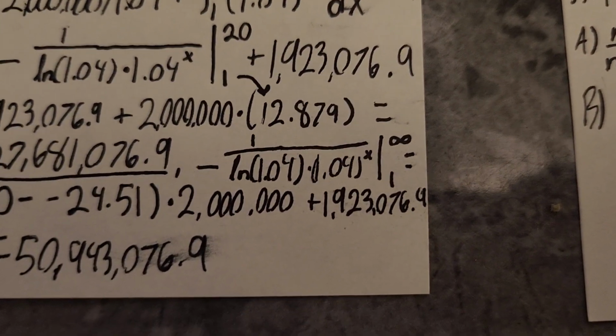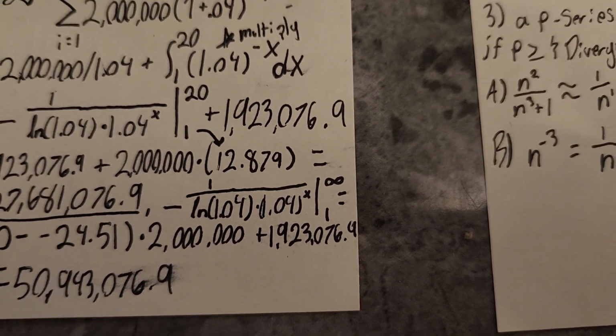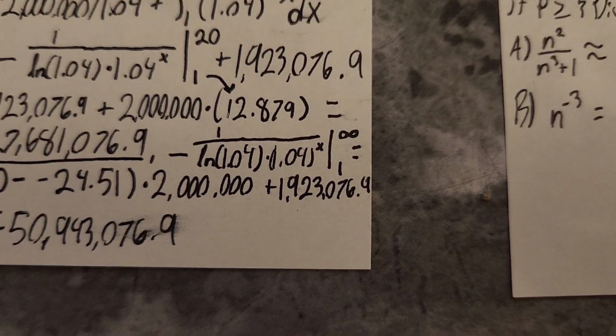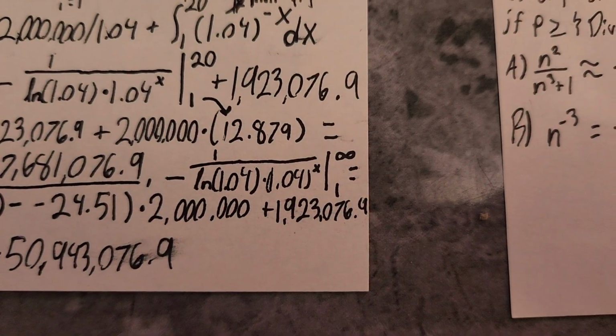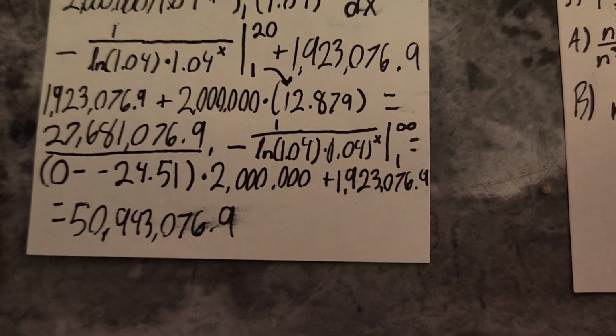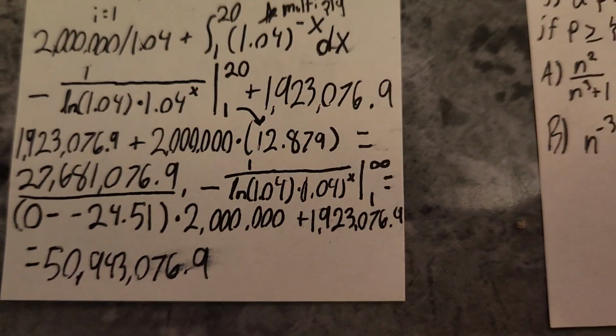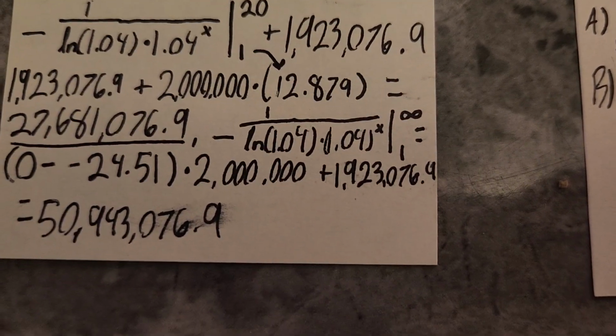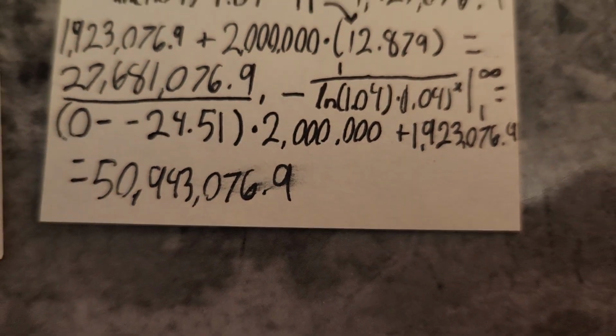Then there's a comma, and then I'm solving for the 1 to infinity. If you take this equation to the infinity, it's 1 over infinity, which is 0. So 0 minus, solve for the 1, 24.51, makes that a positive, times your 2 million plus your number you found earlier. So after an infinite amount of time, that's how much money you will have. Not an infinite amount of money.